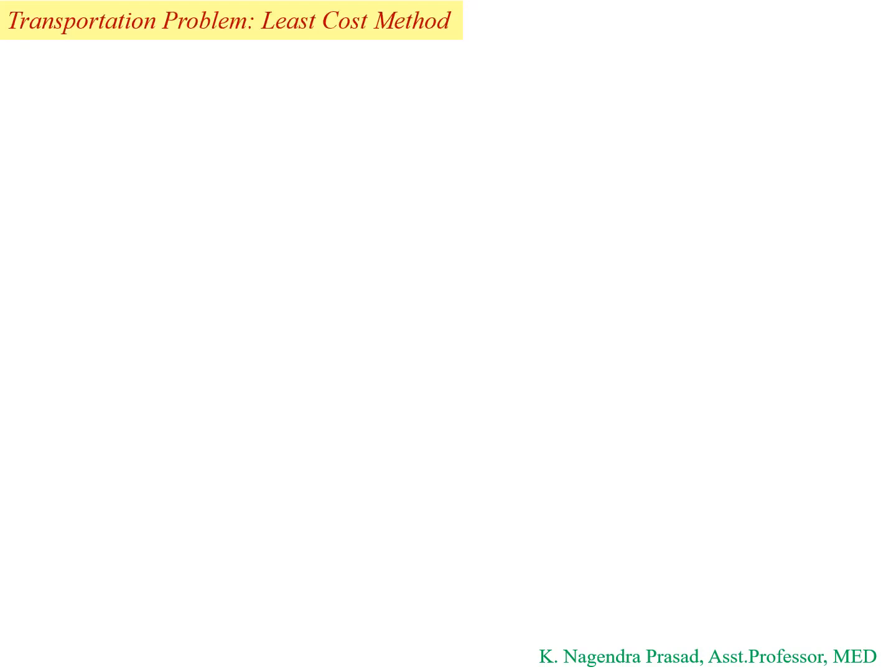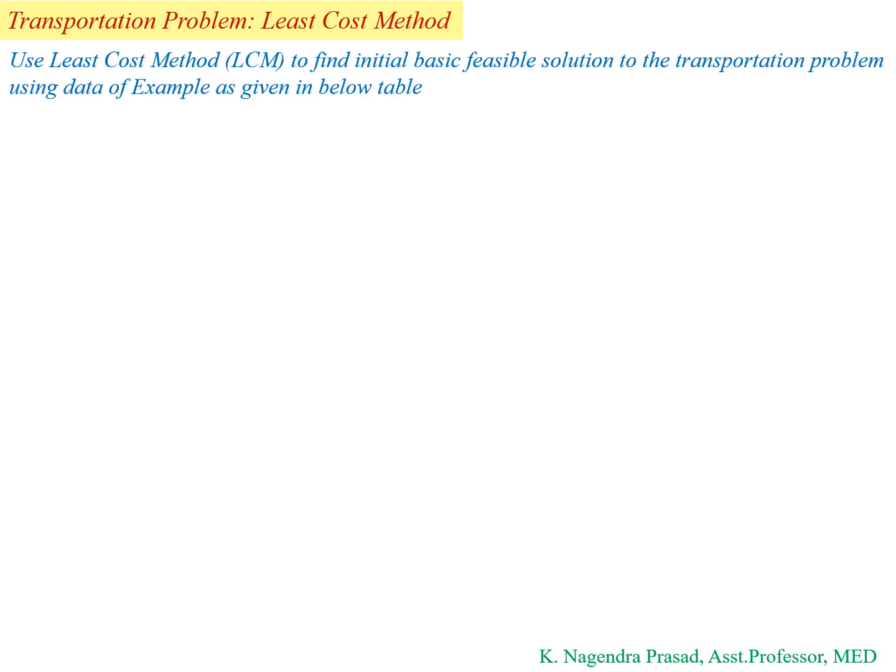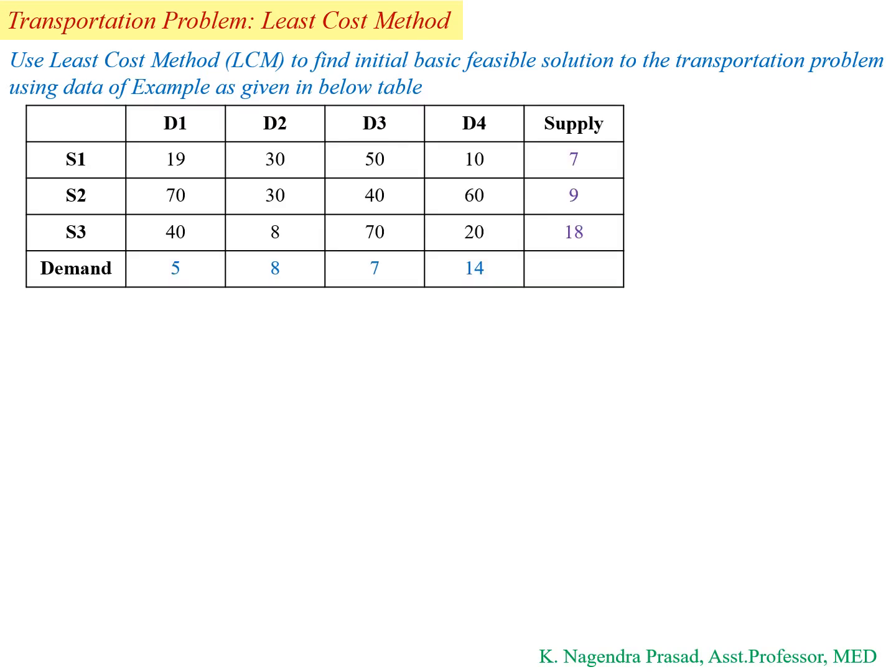Now we will see an example problem for the least cost method. Use the least cost method to find the initial basic feasible solution to the transportation problem using the data of the example given in the table. So this is the transportation table. Here the various origins and destinations are given, and also the supply and demand of the respective origins and destinations. So now let's see the solution.